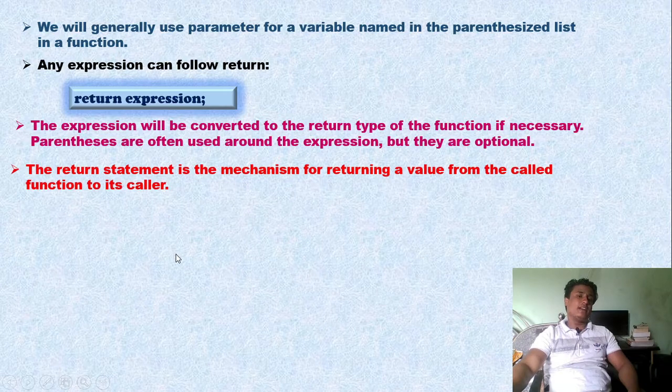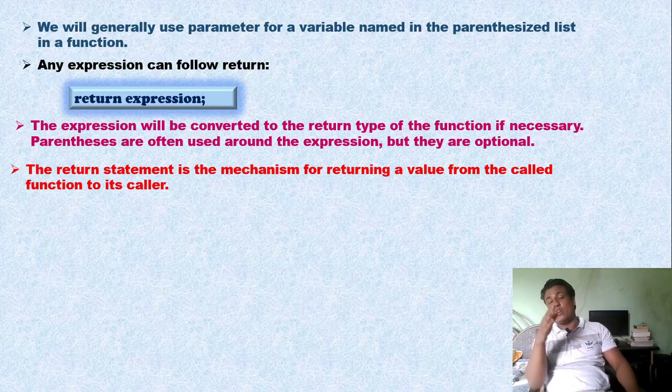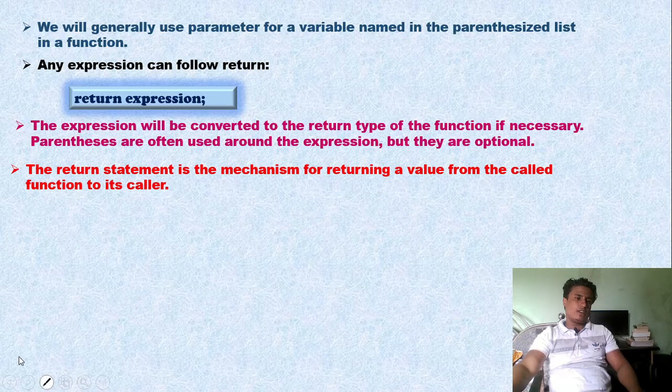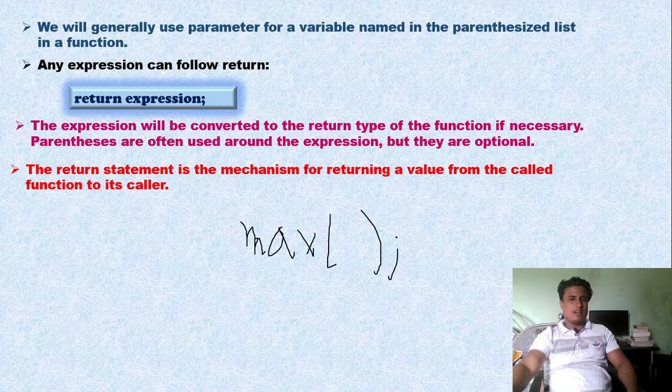So the return statement is the mechanism for returning a value from the called function to its caller. I have explained this by example: from a called function, the value goes back to the caller function. Let me give you a brief introduction here. Suppose you use max inside the main function, pass some value and use a semicolon here.